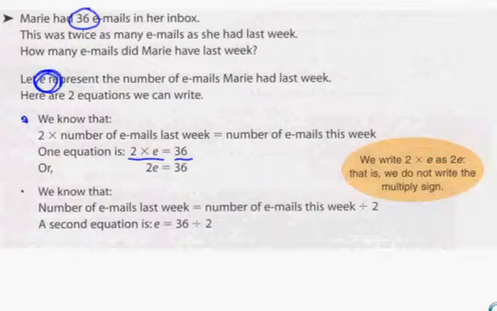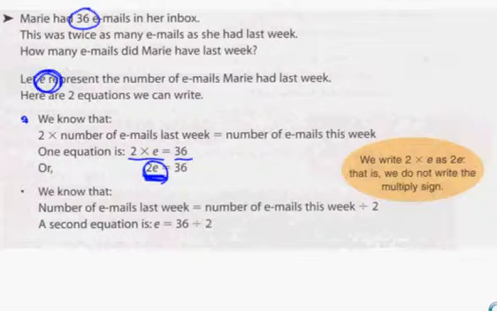Now, look at the bottom here. We can also write it like this. Instead of putting 2 times E with the x, since x usually means multiply, we can just put 2 and the E side by side, and that means the same thing. So 2E actually means 2 times E, and that's how we usually write it in math.